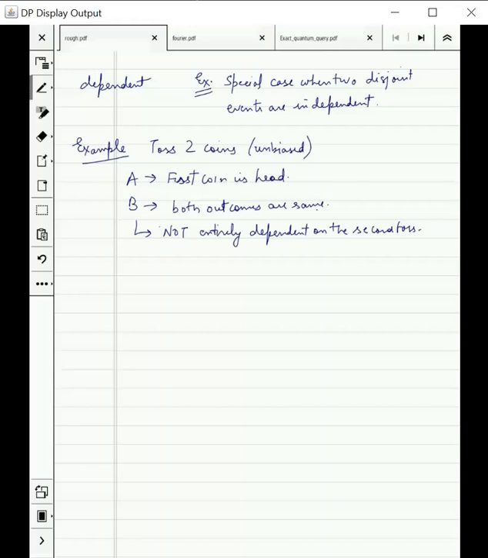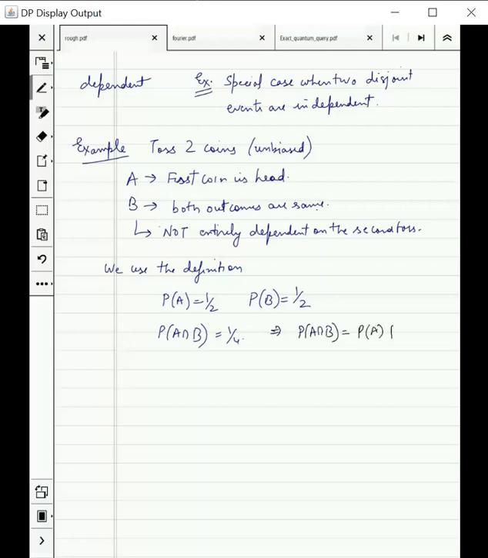In any such case, we use the definition. The probability of A is half. The probability of B, you can calculate, is again half. The probability of A intersection B means the coin toss was head and head, which happens with 1/4 probability. This implies that the probability of A intersection B is P(A) times P(B). So A and B are independent. This tells us that whenever in doubt, we can use the formula to verify whether two events are independent or not.